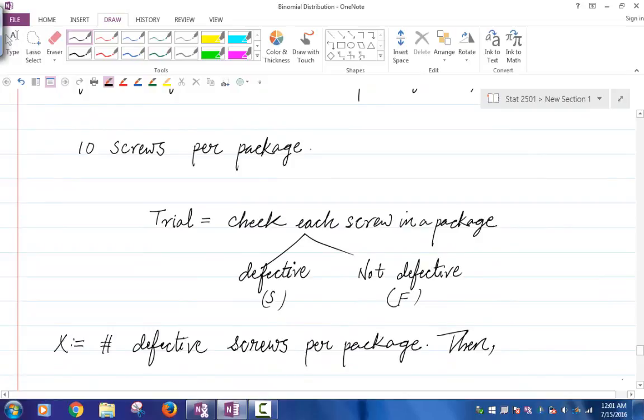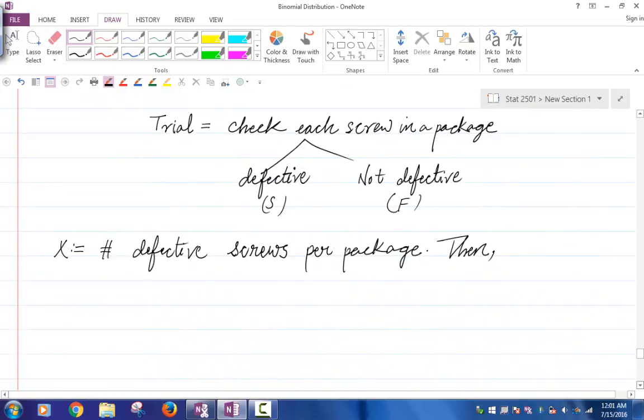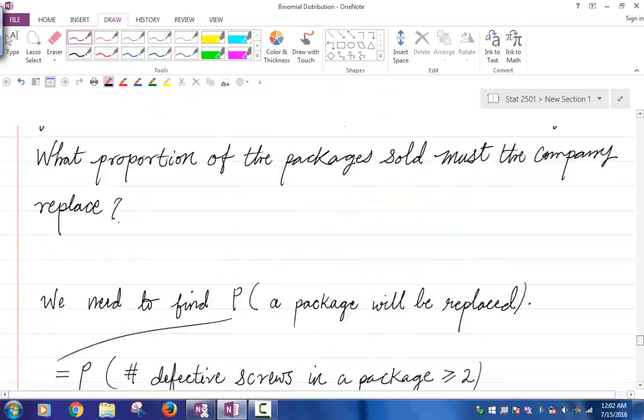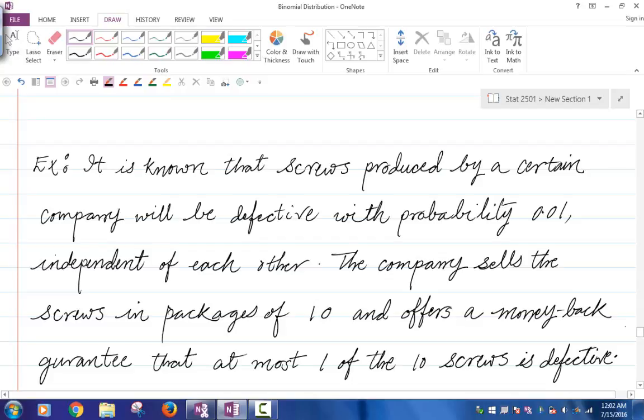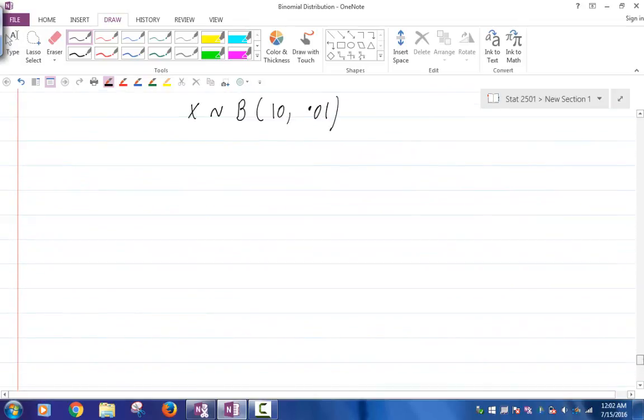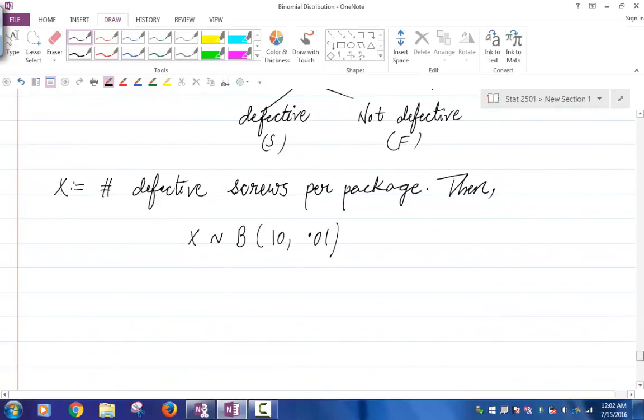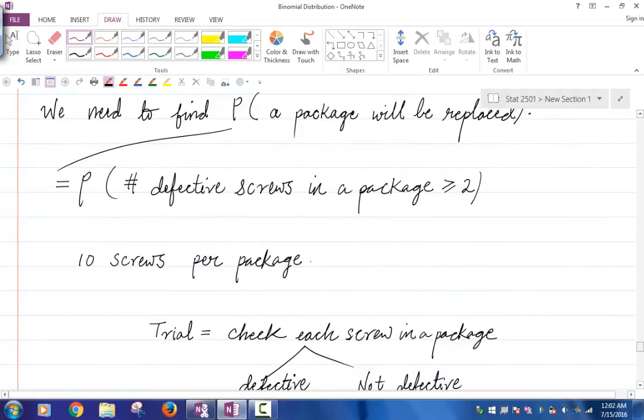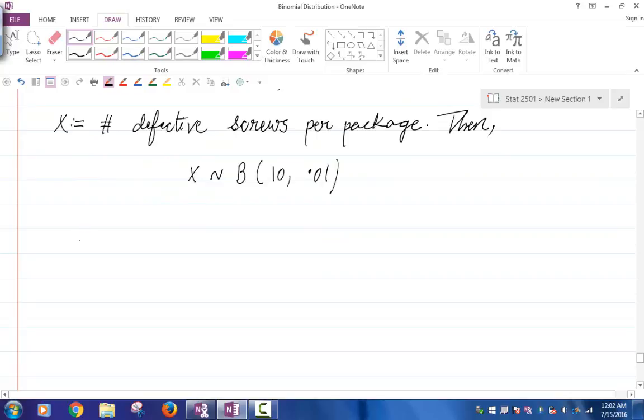If I take X to be the number of defective screws per package, then clearly X is binomial with parameters 10 and 0.01. Remember, in the question we were told that the probability that a screw in a package is defective is 0.01. So what we want to find again is the probability that the number of defective screws in a package is at least 2, which in terms of X means we want to find the probability that X is at least 2.